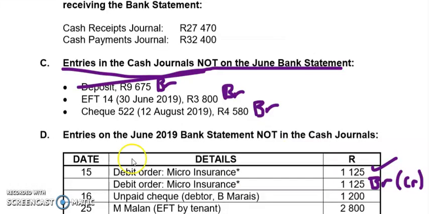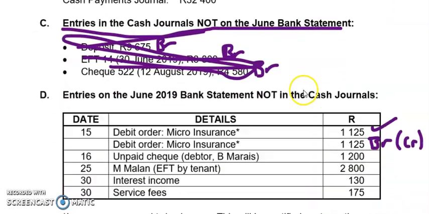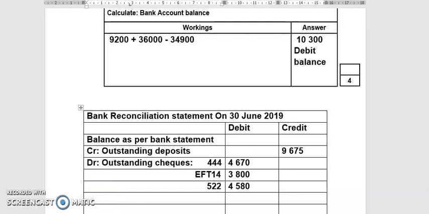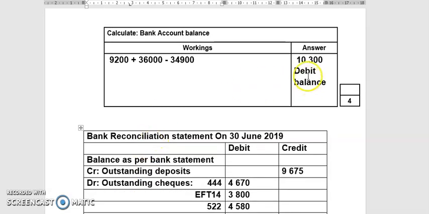9675. So we're done with all of that there, and we're done with this bank recon here. And if there's anywhere else, yes, this one, this EFT, debit order that went off twice. So we're just going to say credit correction debit order, and it was amount of 1125. And then the last one is the balance as per bank account, it was a debit balance. It was given here 10,300.